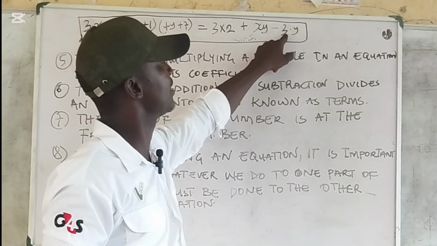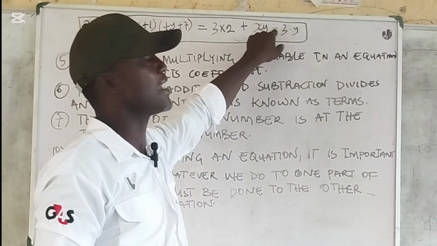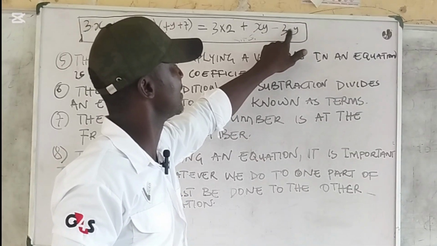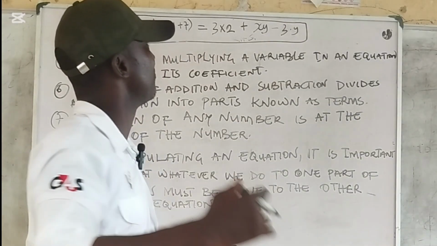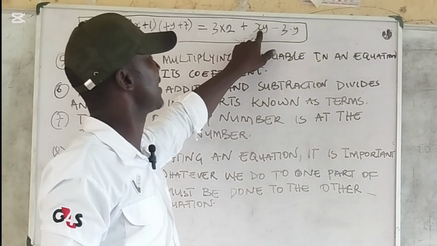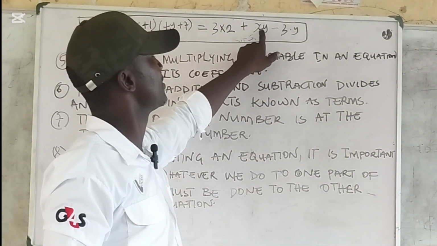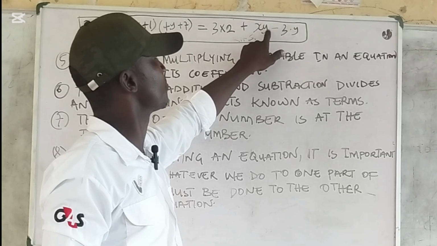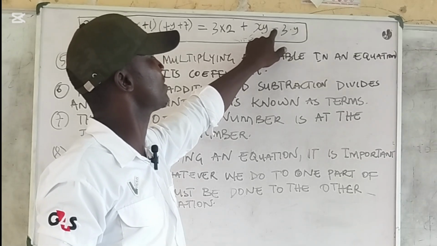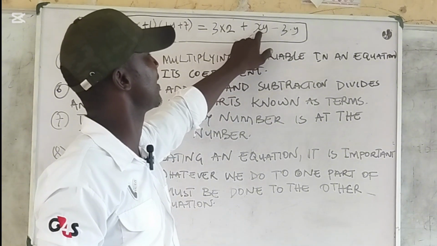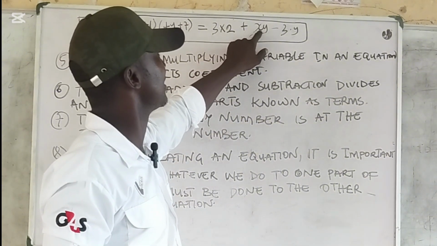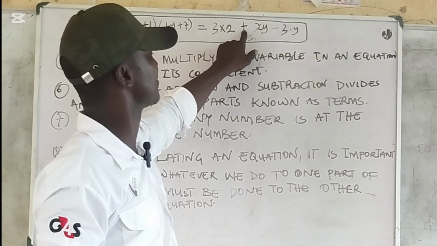Coming down to here, 3y, the sign at its front is minus, so it means the whole of it will be minus 3y. So the sign of the number is always at the front of the number. If you come down here, we have xy. We are wrong if we attach the minus sign at the back to xy. The sign that should be attached to xy is the plus at the front.